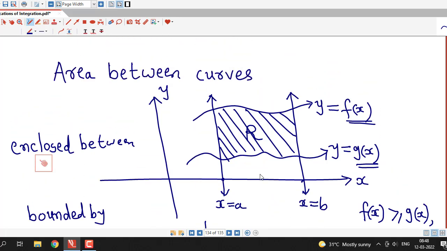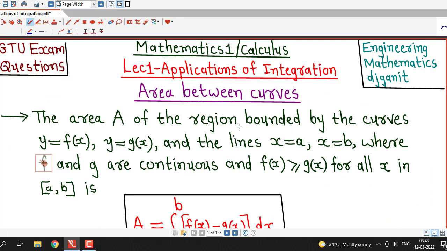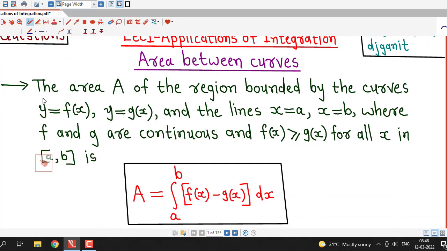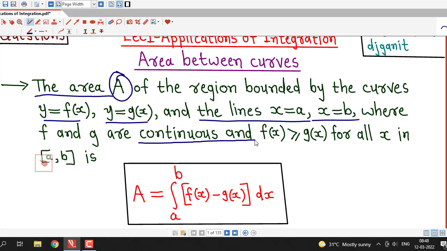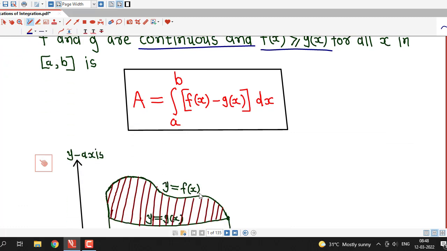So we will discuss one problem related to this. Here we have written this as a remark, that the area A of the region bounded by the curves y equal to f(x), y equal to g(x), and the lines x equal to a, x equal to b, where f and g are continuous and f(x) is greater than or equal to g(x) for all x in closed interval [a, b], is given by A equal to integral a to b f(x) minus g(x) dx.